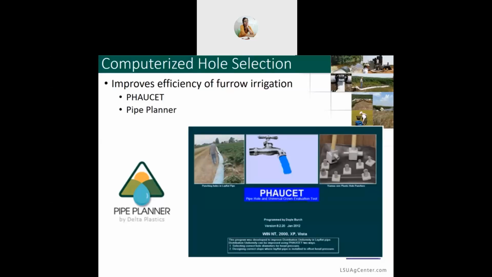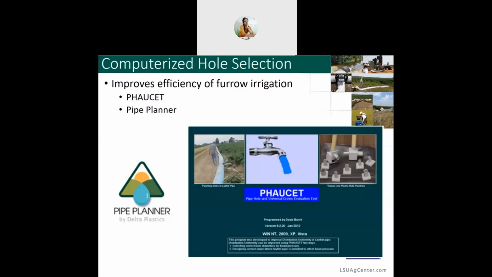There are two computer programs available to help you determine the correct hole sizes for your specific field. One of them is called Faucet. It was developed by NRCS quite a few years ago. It has been adopted by some other agencies that have modernized it so that it'll work with current Windows programs. It is still a little difficult to use, just because it's not very user-friendly to the way we use computers today.